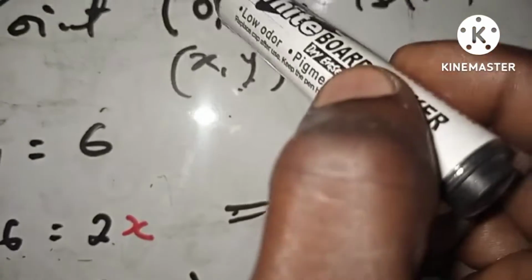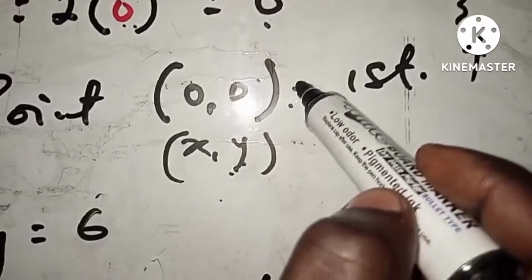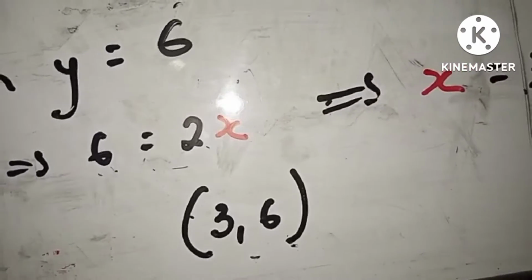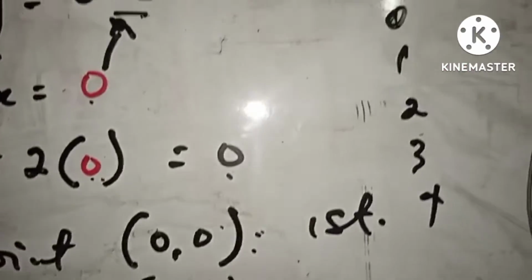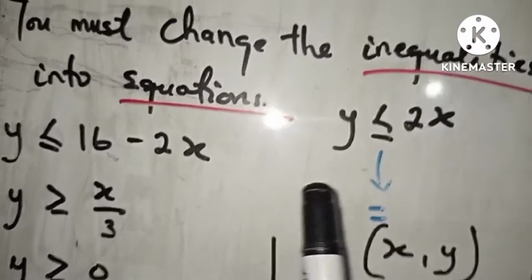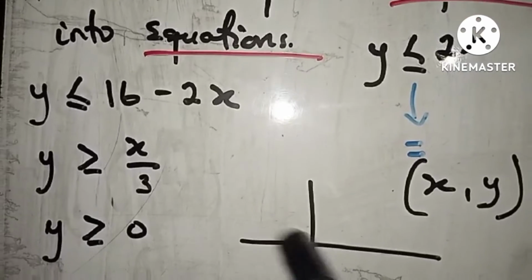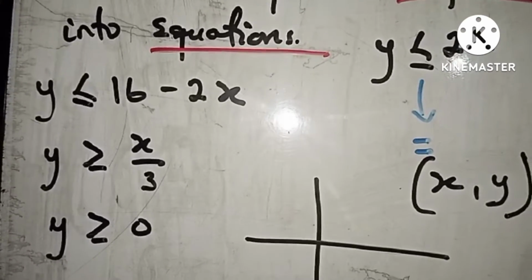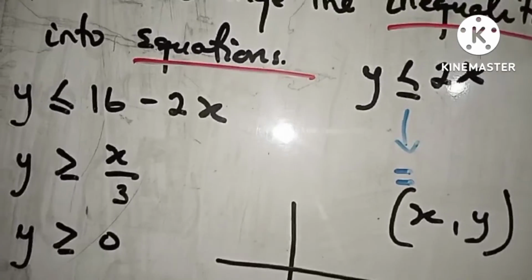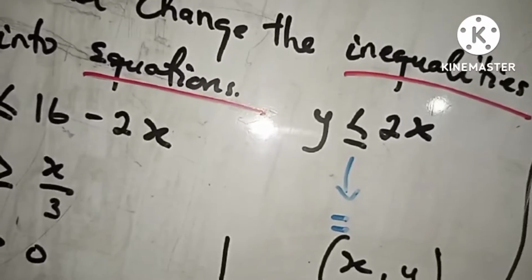So you have one point which is (0, 0), and then you have the second one to be (3, 6). The same way we have to solve for the rest of the inequalities. You just have to change the inequalities to equations. After that, you choose a point for the x and the y. Then we are going to have two points, and then let's see how to draw the graph in the next section.